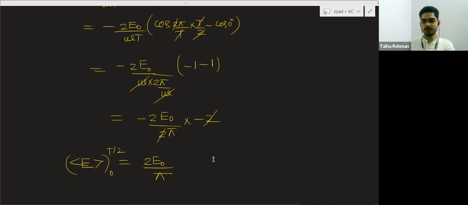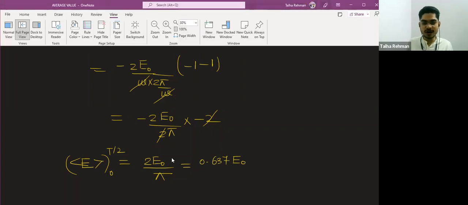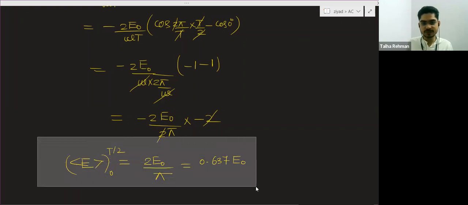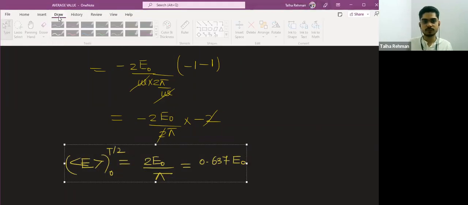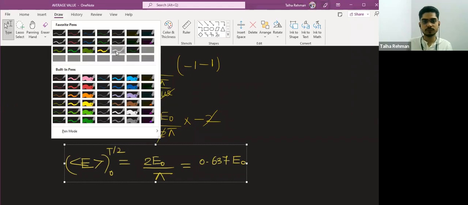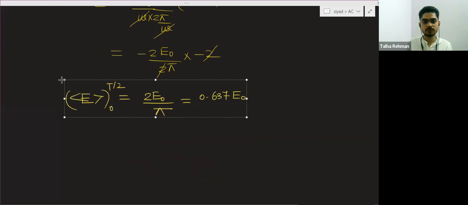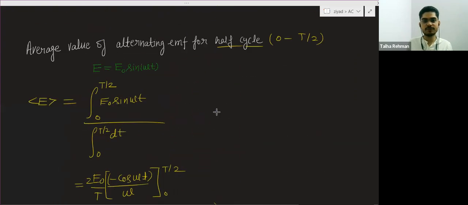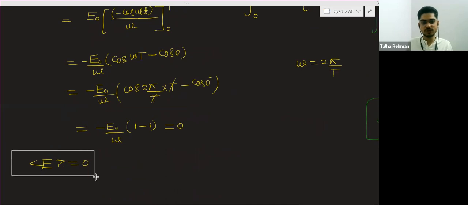2 E naught by pi you will get. And when you calculate this value, it comes out to be 0.637 E naught. You divide 2 by pi, and you will get this value. So basically for half cycle, the value of the EMF is this. This is the EMF for half cycle. This is the value of the EMF for full cycle of AC.